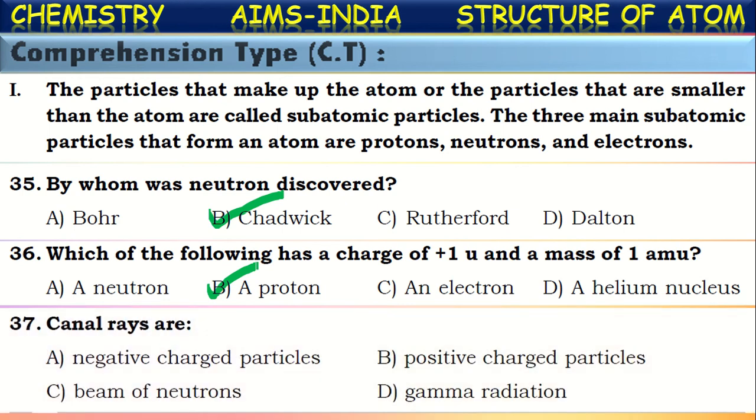Next, canal rays are nothing but positively charged particles. Anode rays are also called canal rays. They are positively charged particles. The smallest canal ray is the proton. Okay, canal rays are positively charged particles.